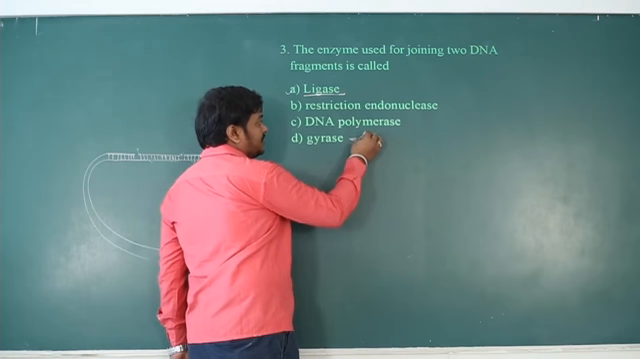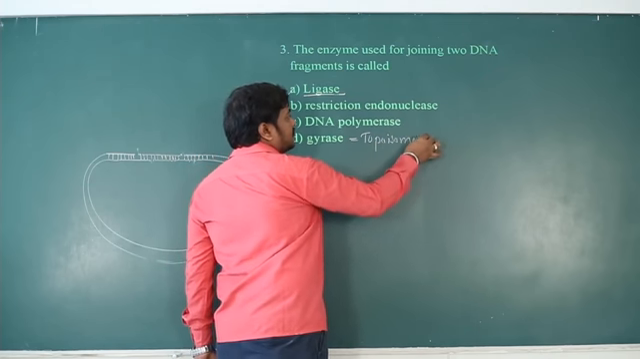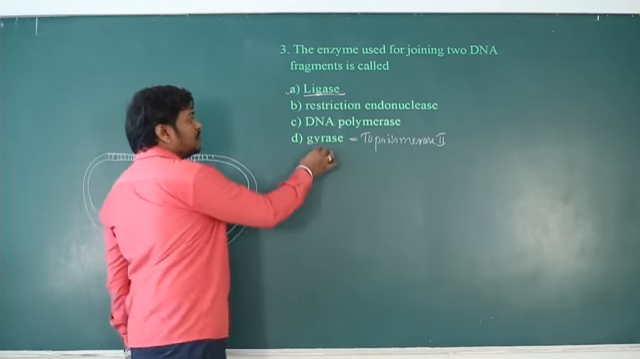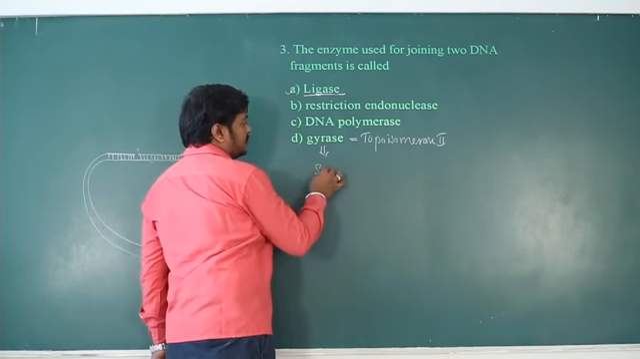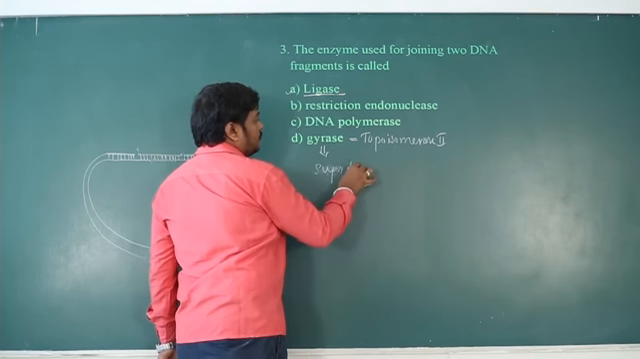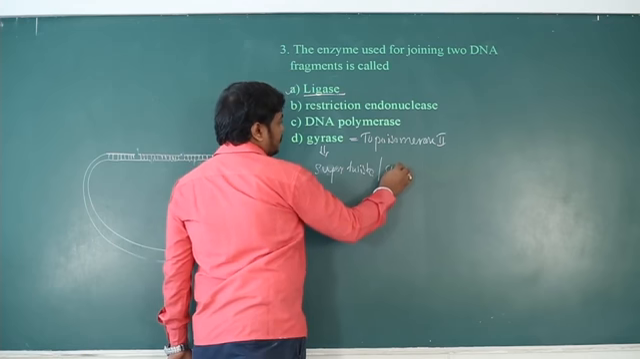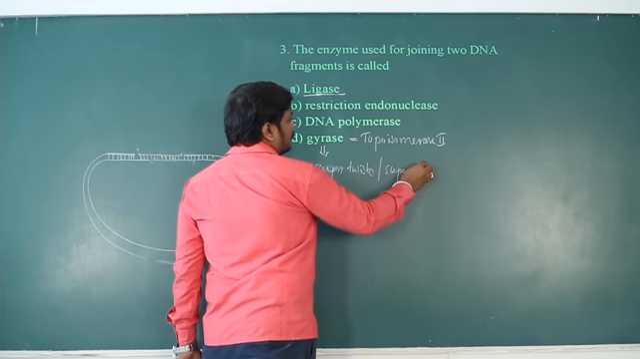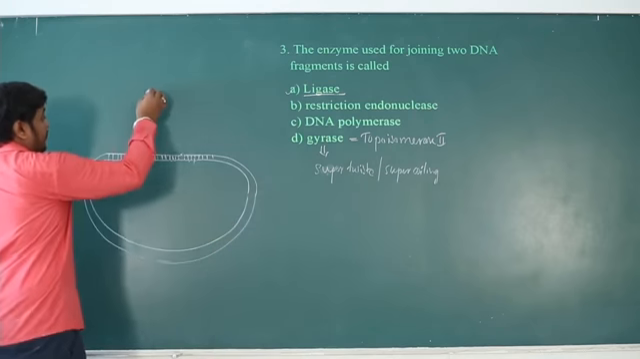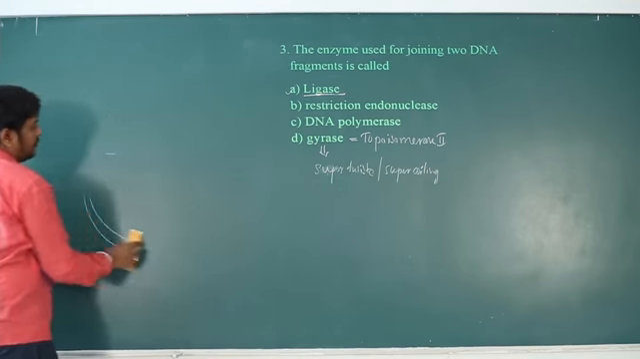Then gyrase. Gyrase is nothing but topoisomerase 2. Gyrase is an enzyme which removes super twists or super coiling. This super coiling is formed when the DNA is unwound. So hope you understand this.